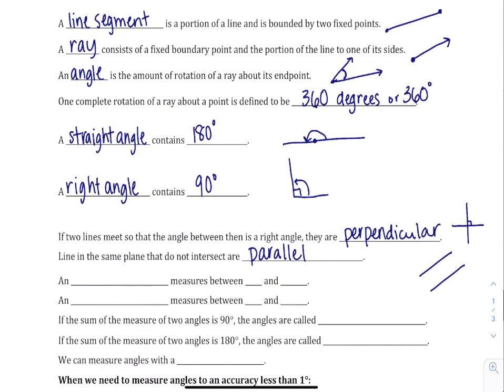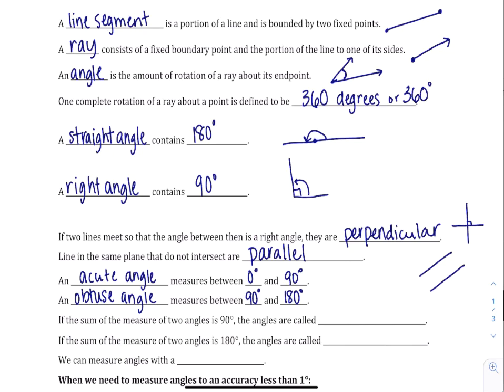We can define our angles based on the measure of their angle. So if you have an angle that's between 0 and 90 degrees, we call that an acute angle. And that's just something that measures between 0 degrees and 90 degrees, something less than a right angle. And then an obtuse angle is going to be something between 90 degrees and 180 degrees. So it's between that right angle and that straight angle.